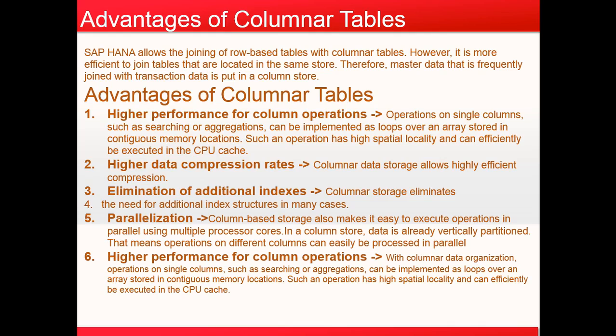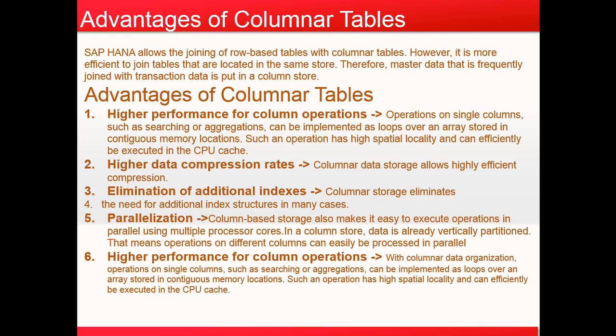In row-based storage, successive memory locations contain data of different columns, so compression methods such as run length coding cannot be used. In column store, a compression factor of 10 can be achieved compared to traditional row-oriented database systems.